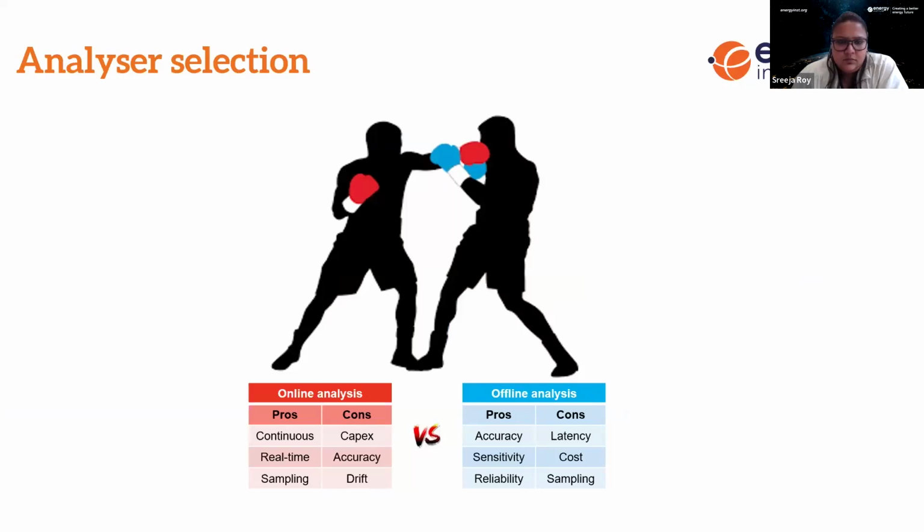Okay. So this is just one example where we always fight over whether one analyzer is better than the other. But all the analyzers need to be considered based on merit. We need to be in a position to understand the advantages and disadvantages of different technologies or different techniques together.